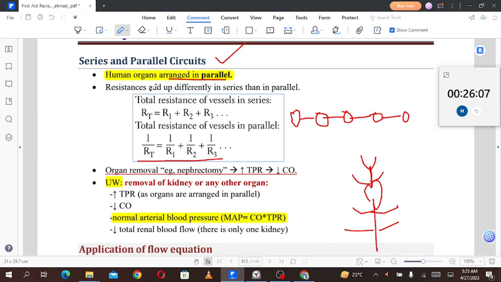So resistance adds up differently in series and in parallel. In series, the total resistance would be the resistance of 1, 2, 3, 4 added. In that situation, the last organ, maybe the gonads or the brain, would not have enough blood supply, because the cumulative resistance up to that point is so much that the heart cannot push the blood any further. We're just talking about a hypothetical condition because it is not present in the human body. The human body has this type of circulation.